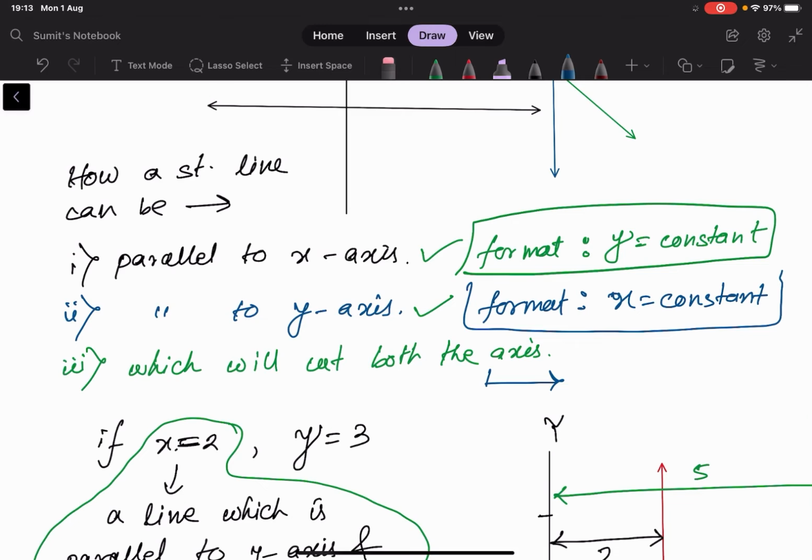A two variable equation means it may be just generally ax plus by equal to c, or ax plus by plus c equal to 0, any of them, either equal to c or plus c equal to 0. So that is called the general format of a simultaneous linear equation.